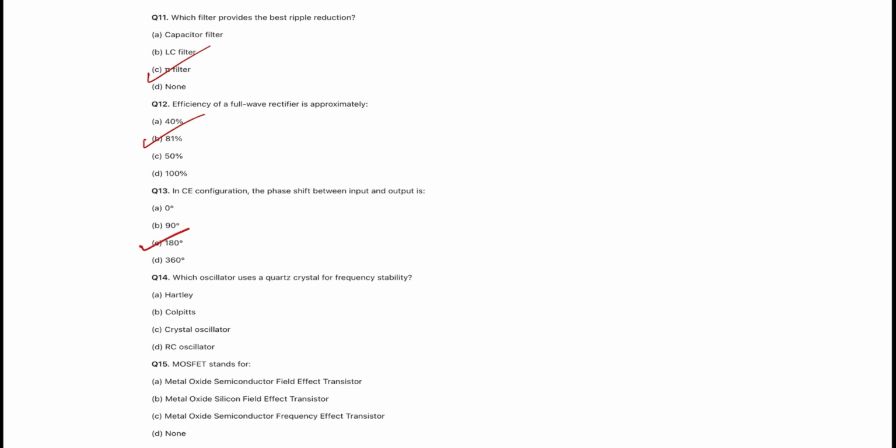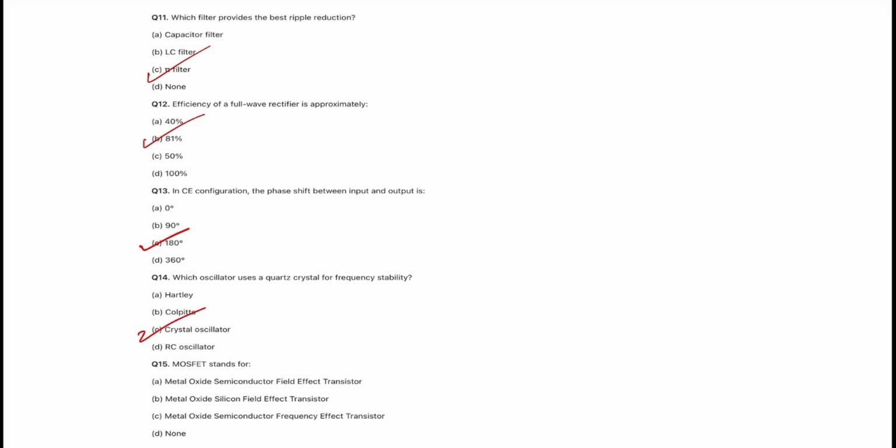Which oscillator uses quartz crystal for the frequency stability? Option A, Hartley; option B, Colpitts; option C, crystal oscillator; option D, RC oscillator. We know that it is crystal oscillator. So it is answer C.